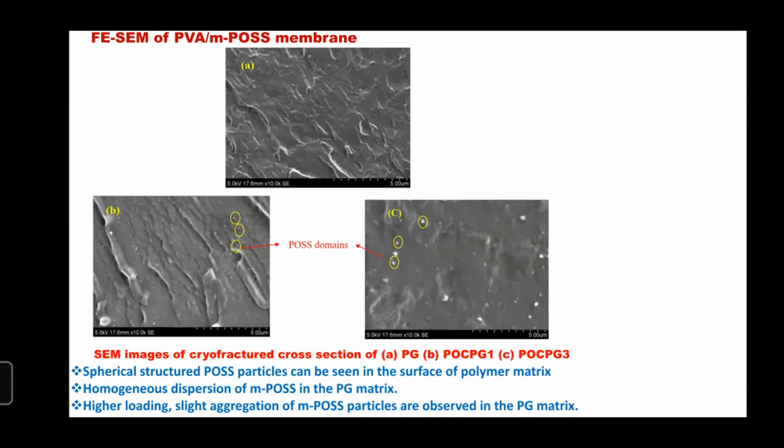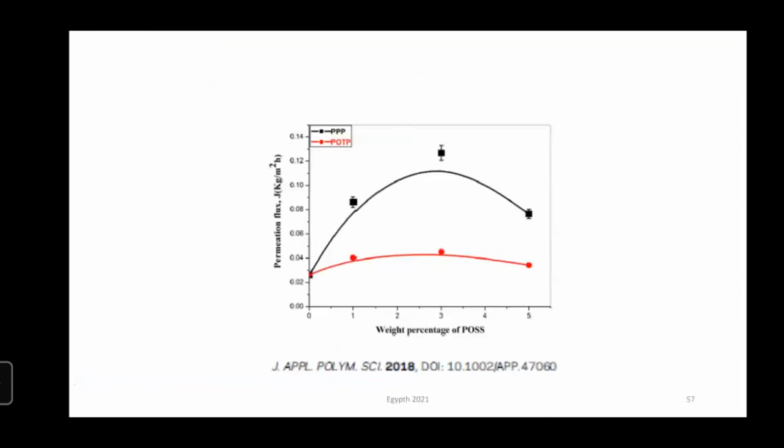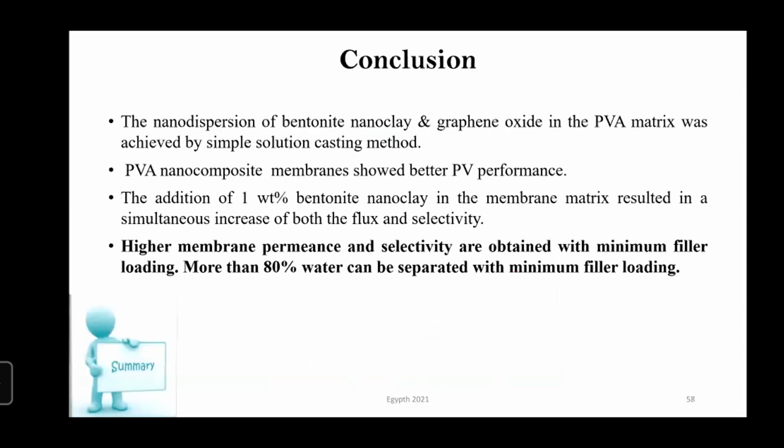Two types of POSS we are using, and the naming is based on the structure and functional groups. The permeation flux of the octameric POSS membrane is higher than that of the other. But with this nature of the POSS and the weight percentage of the POSS, upon 3 weight percent, the permeation flux increases, and it is published in Journal of Applied Polymer Science. That is another important material.